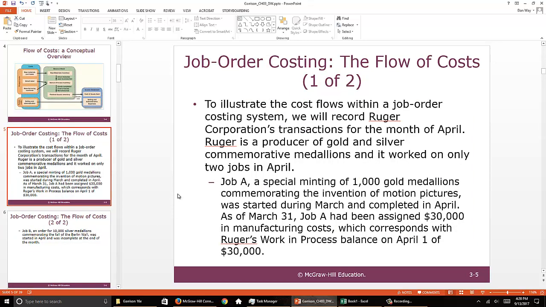So to illustrate the cost flows, we're going to follow a short example here. We're going to look at Ruger Corporation's transactions for this month of April. They're making gold and silver medallions, and they only worked on a couple jobs in April.